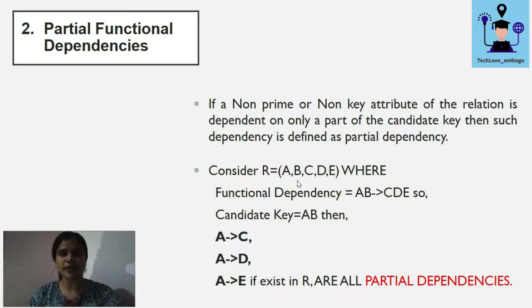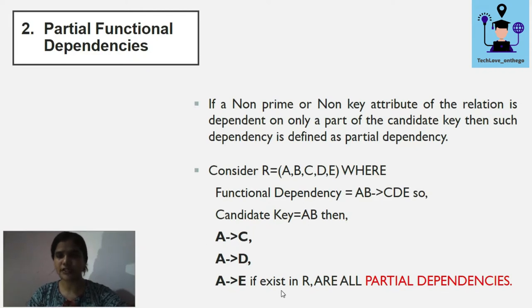So we are considering here the relation R having attributes A, B, C, D, E, where this functional dependency holds: AB is able to identify CDE, that is AB → CDE is a valid functional dependency. And as we know, what is a candidate key? A set of attributes which can uniquely identify all the attributes in the relation. So here this attribute set AB is able to uniquely identify all the attributes of the relation. So this is the candidate key. We will further discuss how to identify candidate keys and how to work with them.